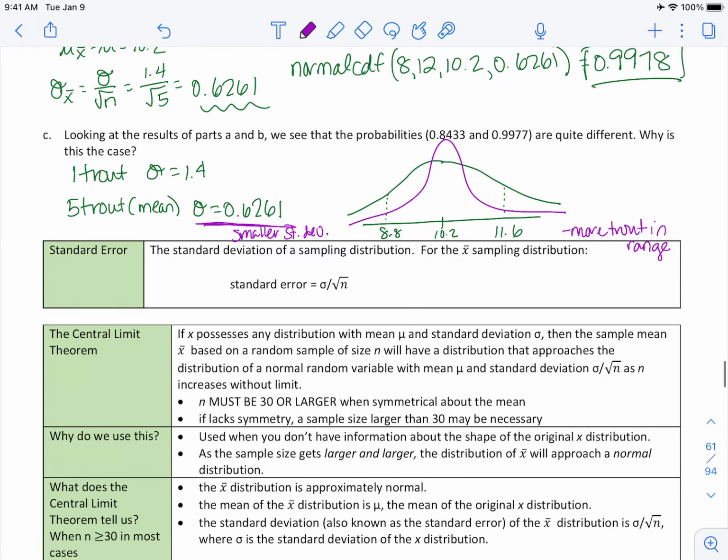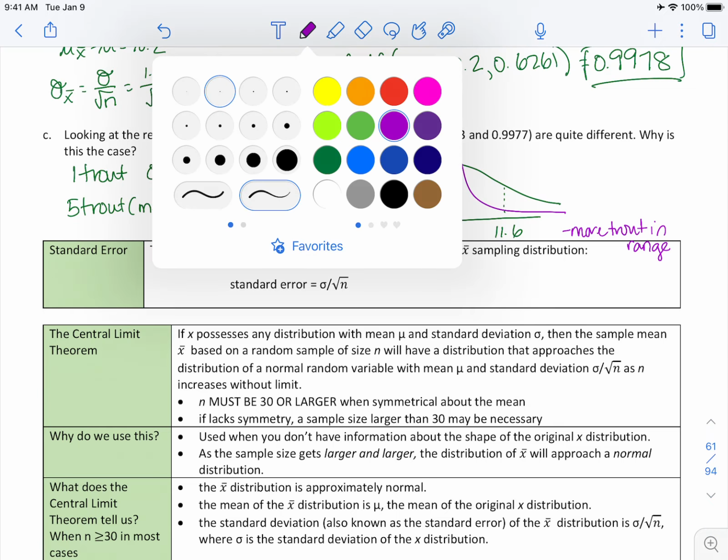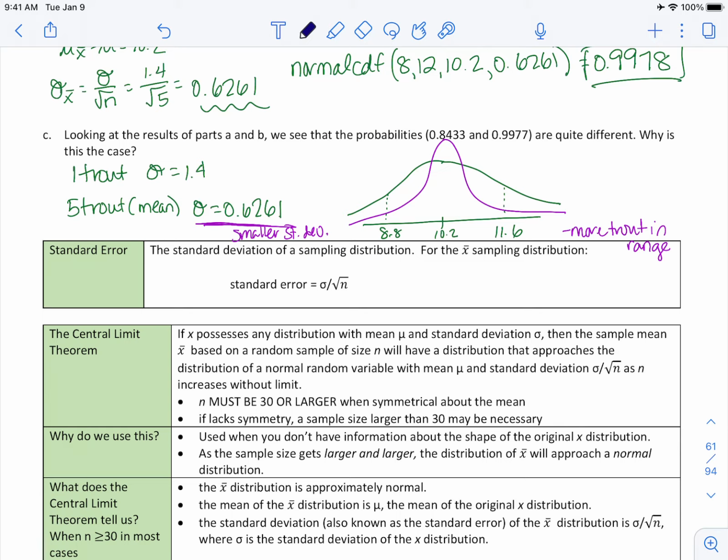Okay, standard error. So standard error, this is the standard deviation of a sampling distribution. So those words can be used interchangeably. So for the x bar sampling distribution, the standard error is sigma divided by square root of n.